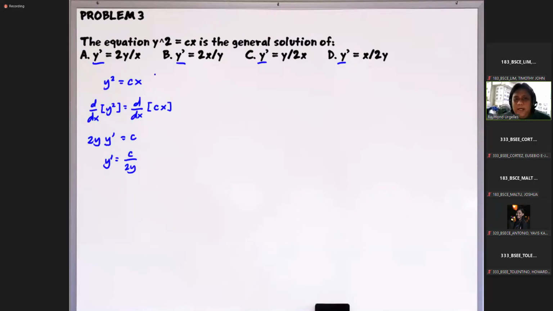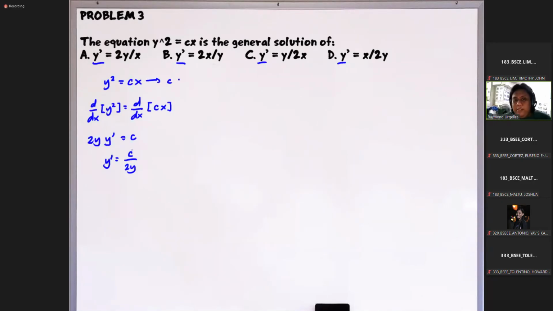Basta mga ganitong uri ng problem, where you are given a general solution, you want to get the differential equation, yung tatandaan natin dito, after getting the derivative, ang next na gagawing goal dyan ay matanggal yung arbitrary constant. So you need to remove this c here. But how do we remove the constant c? Gagamitin natin yung original equation.